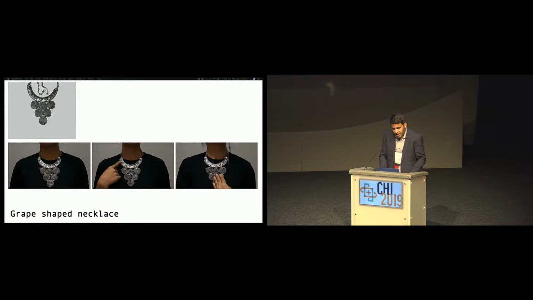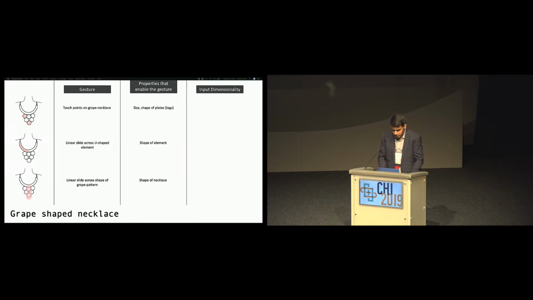And it is visible that the base of this interaction lies in the disc and tag, or the Jewelements that are part of it. And also the necklace form factor, which being frontal, allows touch interaction. So as it is visible in this table, the 3 gestures are enabled by the shape of the element, the shape of the necklace, and the presence of plates, which are tags.